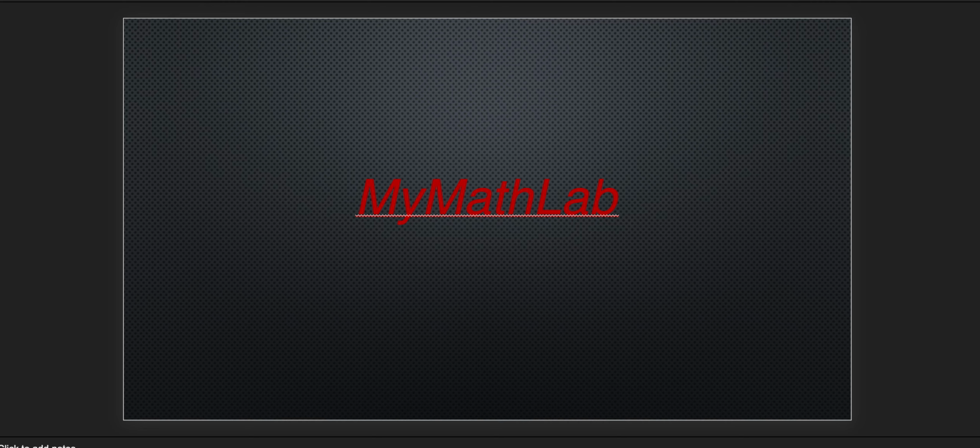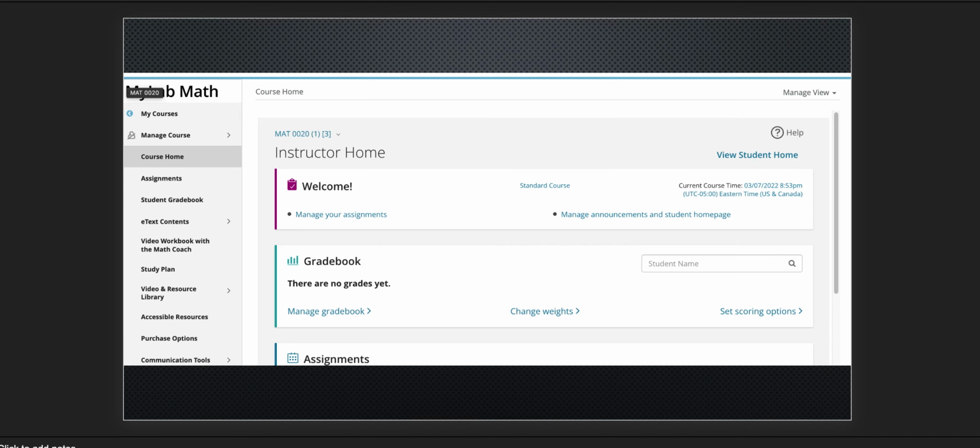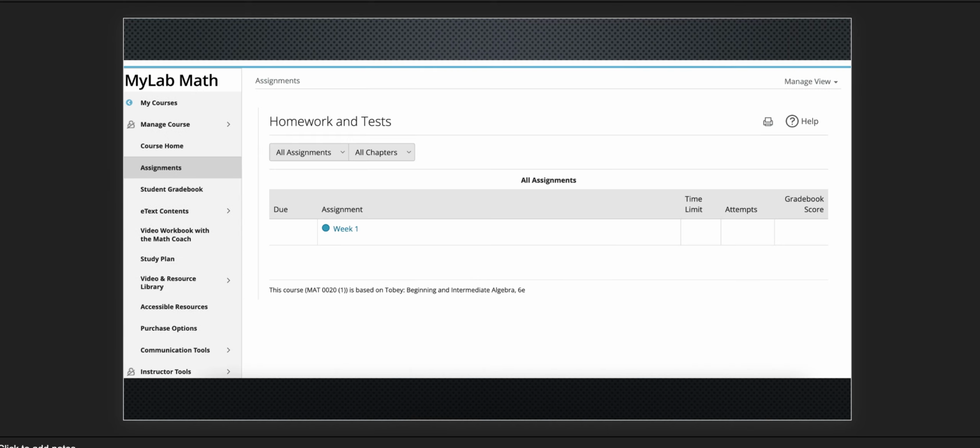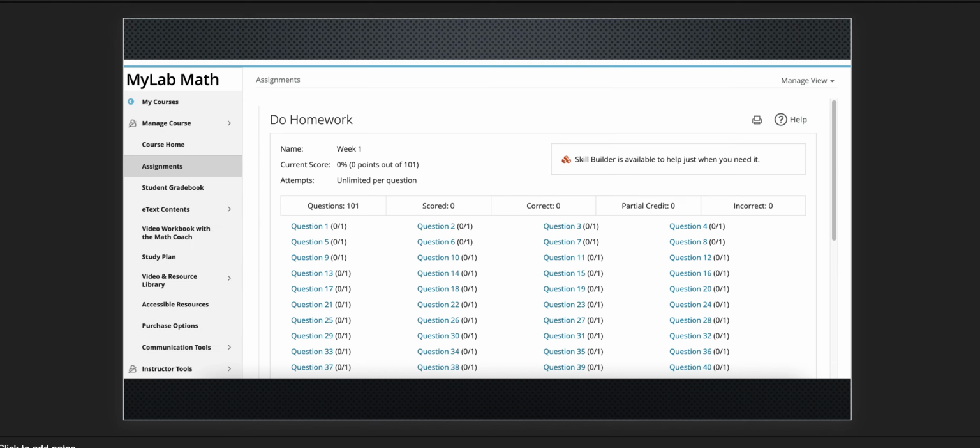I don't know how much it is, but it's probably comparable to the textbook. It's such a great resource, and I'll show you what it looks like. When you register into our course, which the announcement will tell you how to do, this is what our homepage will look like. On the left side, you'll see assignments. You can click on assignments, and when you do that, you'll see week 1 show up. And you can click on that, and this is what it looks like.